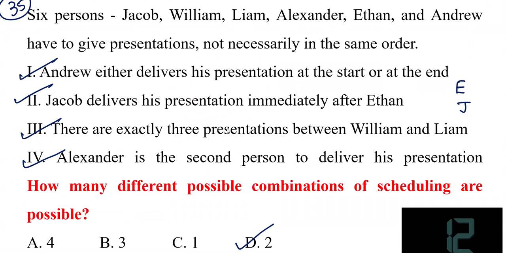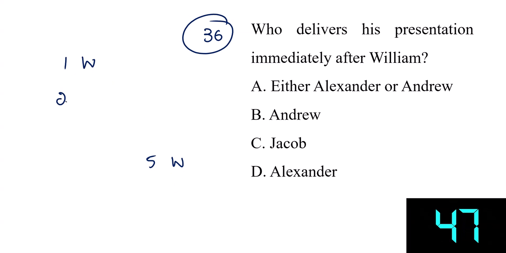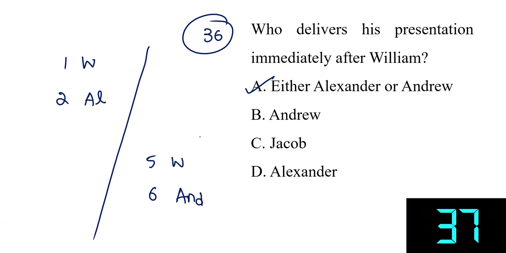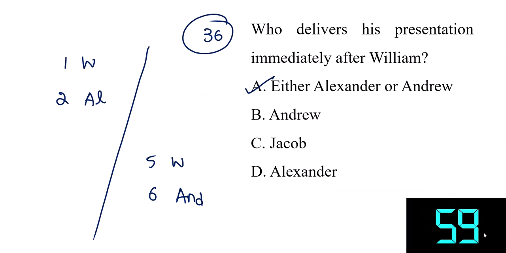Right? Now see the next one. Who delivers the presentation after William? So William will take first place or William will take fifth place. As per first place, the next one is Alexander. If William goes for fifth place, Andrew will be the next one. So it's either Alexander or Andrew, because William has two places. As per first place, Alexander; as per fifth place, Andrew. So two possibilities are there. Right. Now see the next one.